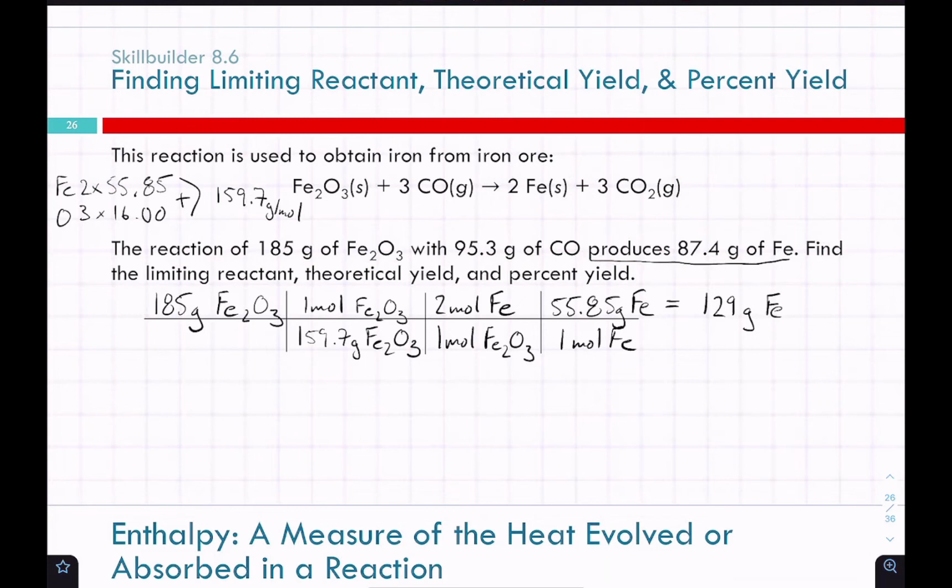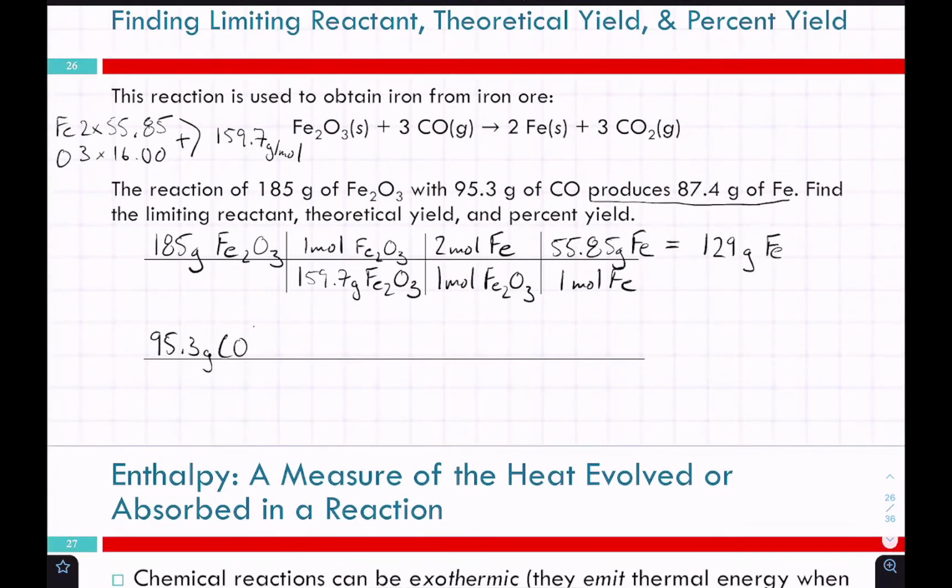And then we repeat this process, but now starting with 95.3 grams of carbon monoxide. So carbon monoxide is going to be just 1 carbon, 1 oxygen. So 12.01, 16.00. So it's going to be 28.01 grams of carbon monoxide is 1 mole of carbon monoxide.